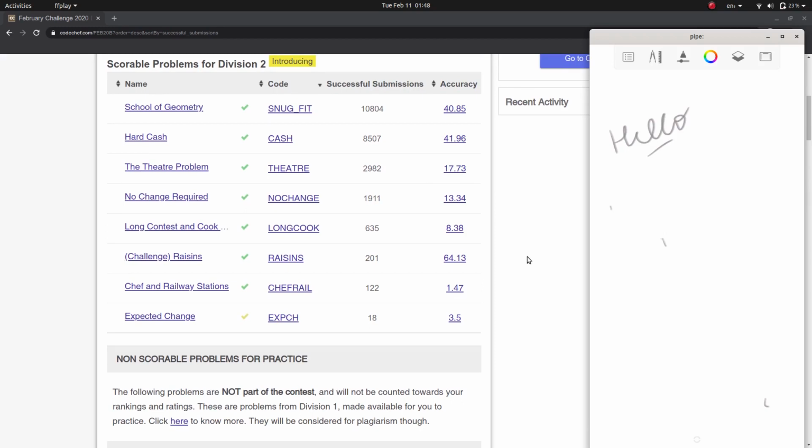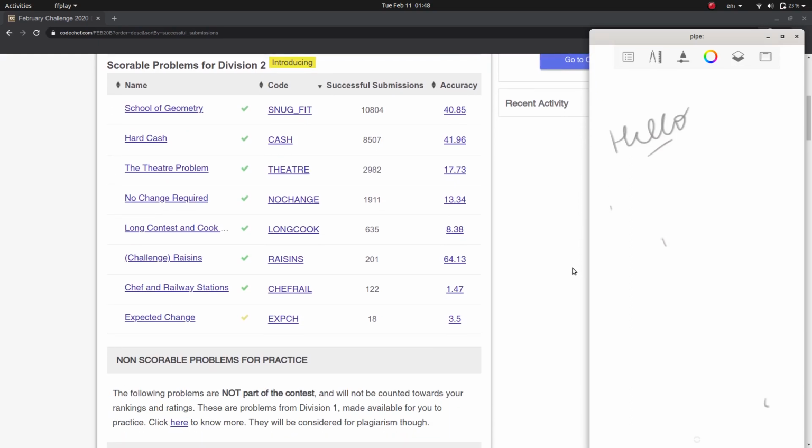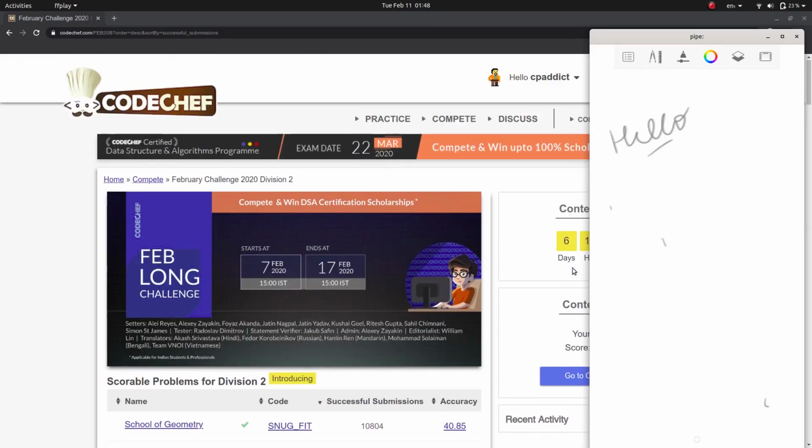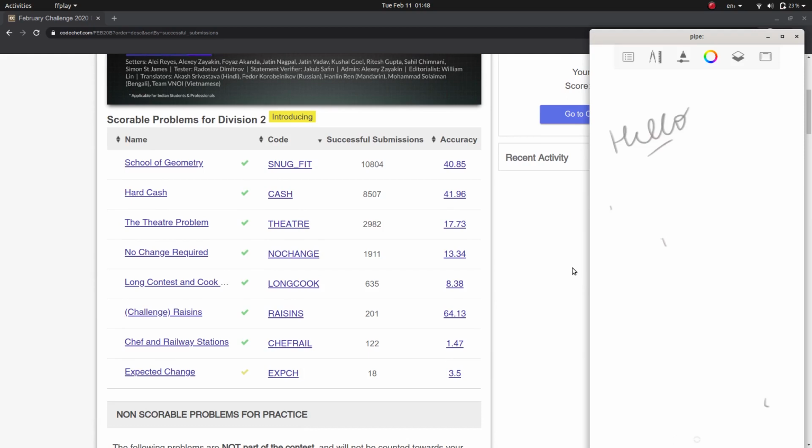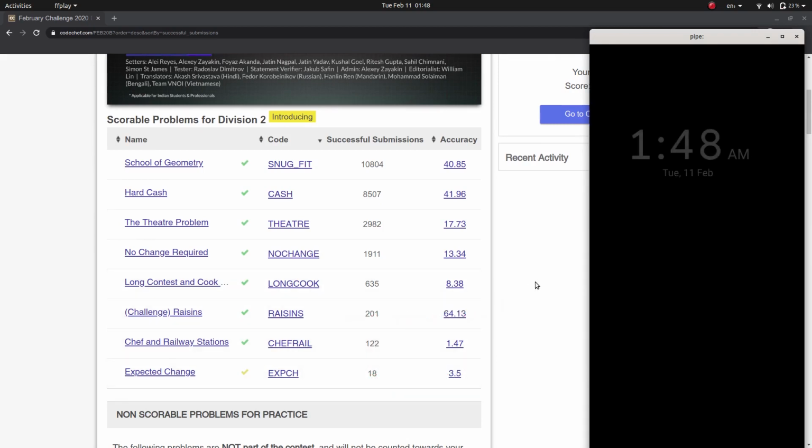If you are a beginner and you are just starting the long challenges, you should aim at least till this one, maybe the long cook. And if you have been solving long challenges quite often, and you still have a not very good rating, then you should at least focus on this problem.